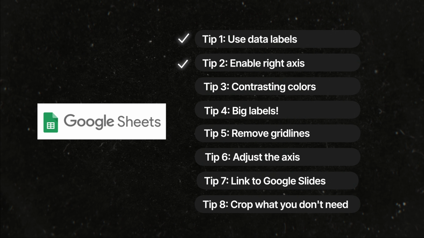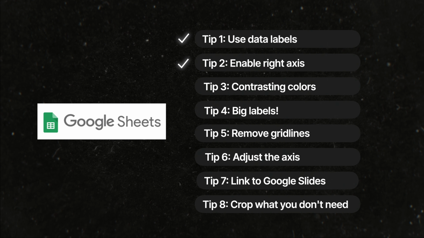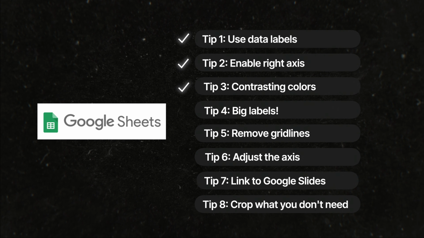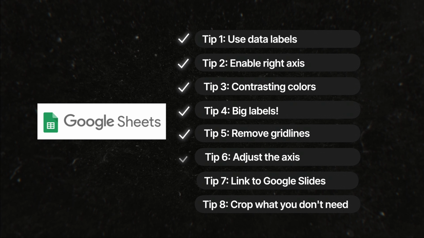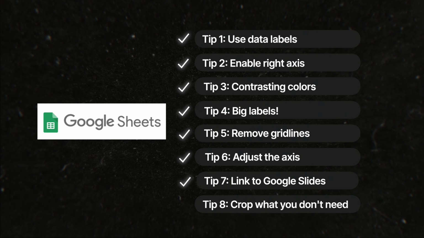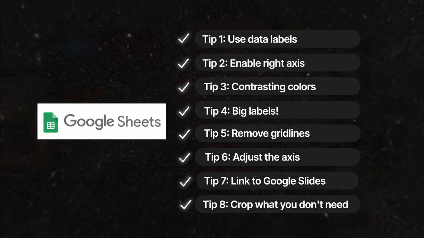There you have it, 8 quick tips to make better charts in Google Sheets. Using data labels, enable right axis when necessary, use contrasting colors, make all the labels big and clear, remove grid lines, adjust the axis, link it to Google Slides, and crop out all the things you don't need.